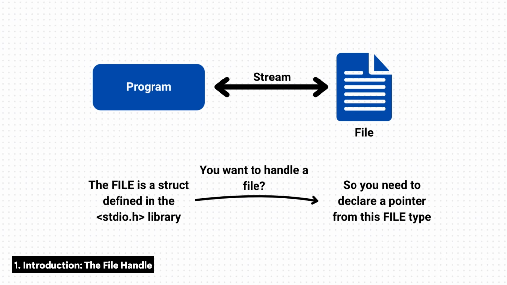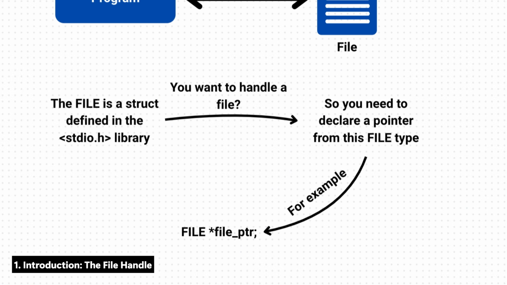Because we interact with this structure via its memory address, we must declare it as a pointer, FILE *file_ptr. This file pointer is your file handle, the way your program can access and manipulate the file on the disk.